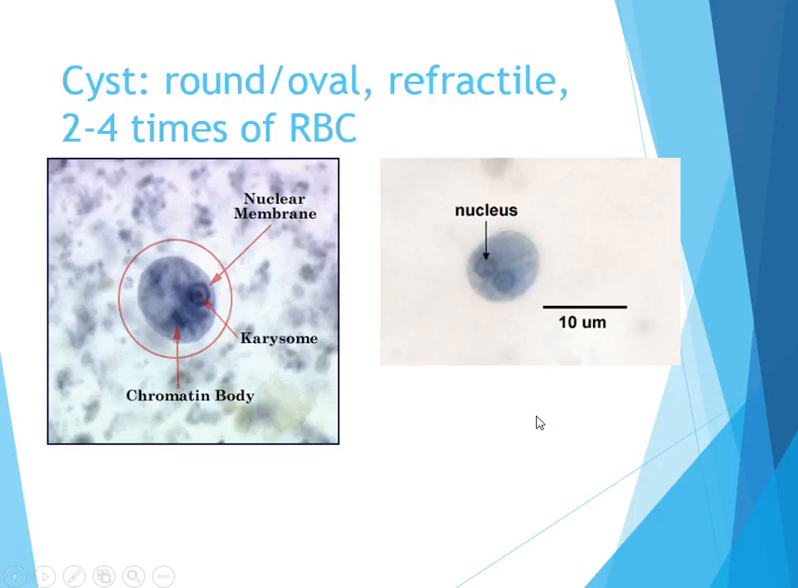This is the cyst stage, and these are more round. They may be oval. They're a little bit more refractile. They're 2 to 4 times the size of the red blood cell.